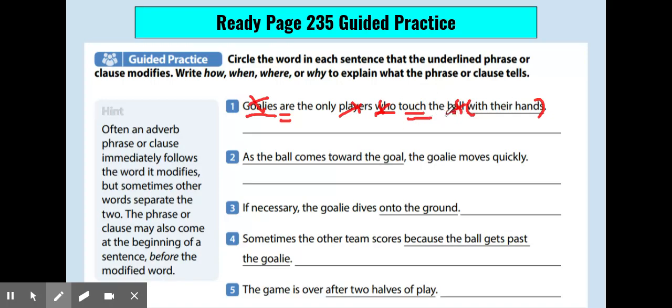So how are they doing this? Well, they're using their hands. How are they getting to the ball? Well, they have to touch it. So this is going to describe touch. So we're going to circle touch, and we're going to write how down here in the blank.